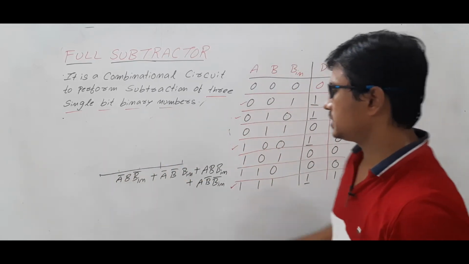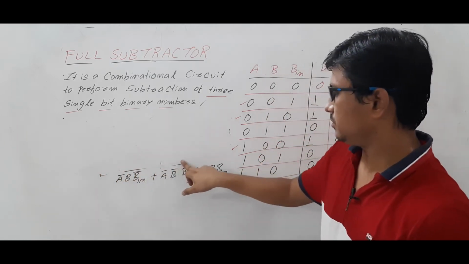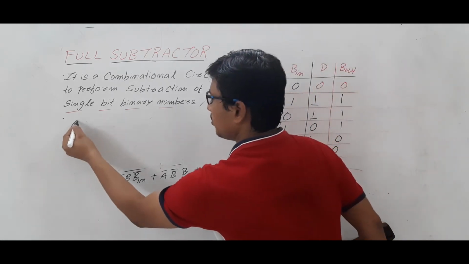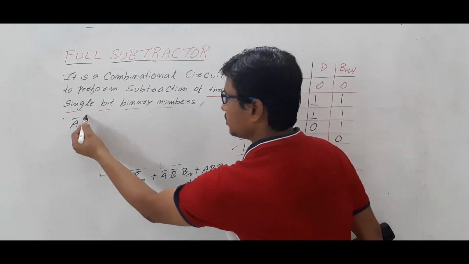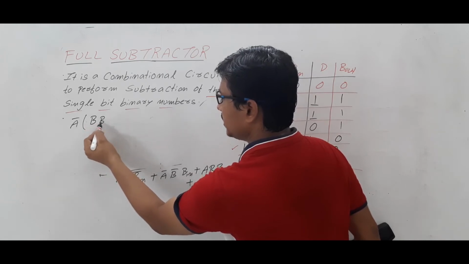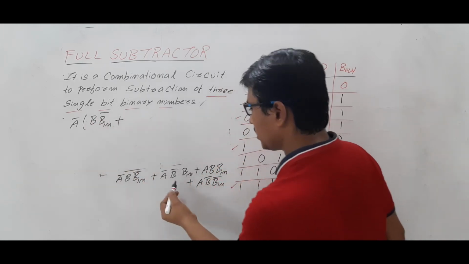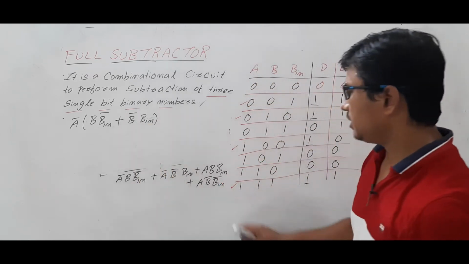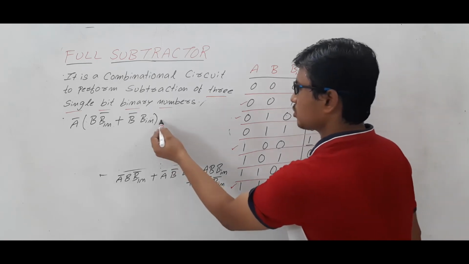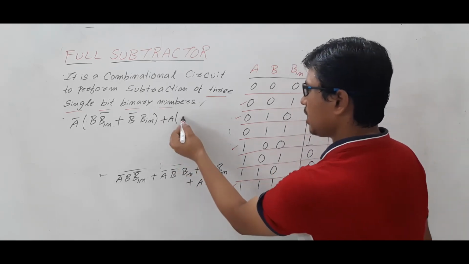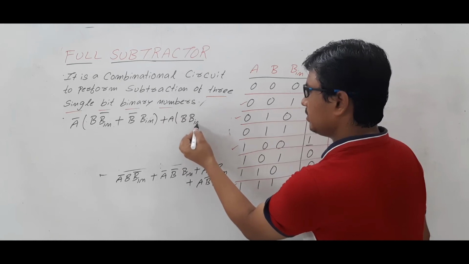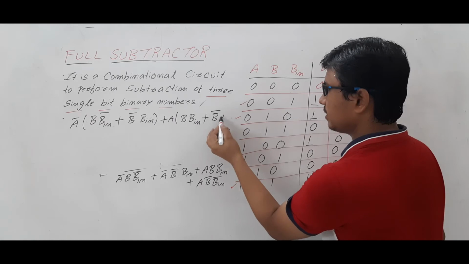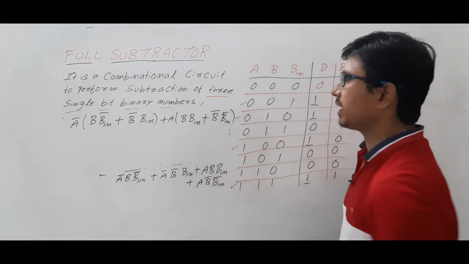So what I will do is, let me erase this one out. Let me take A complement common between these two. Okay, A complement, if I take common, then I will have B in complement or B complement B in. And similarly from these two I will take A as common. Okay, I will have B in or B complement B in complement. Am I right or wrong?